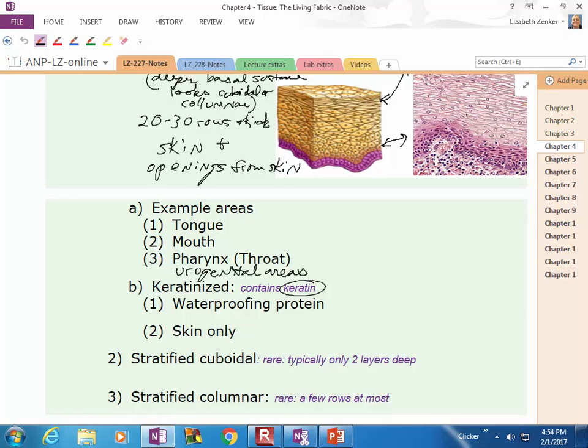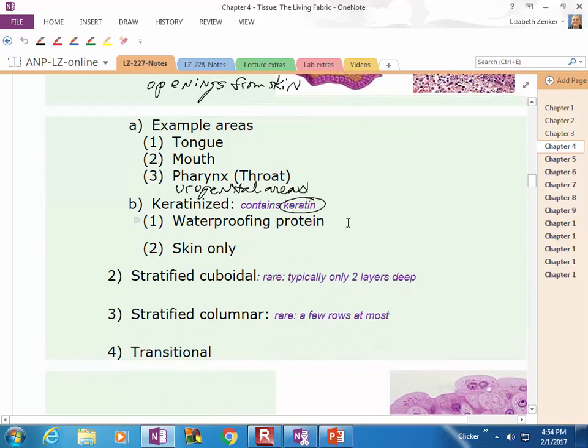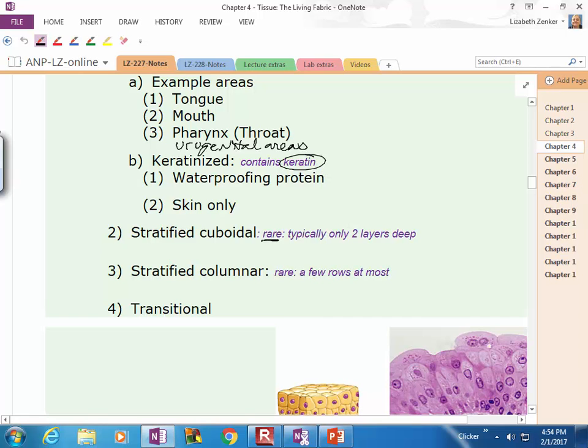Right. So better protection and stuff. So this is going to be skin only for keratinized. Stratified cuboidal and stratified columnar are both rare. We don't usually see multiple layers, but when you do see it, it'll just be 2 layers deep, a few at the most. And we don't even have pictures of it because it's so rare, so don't worry about that.